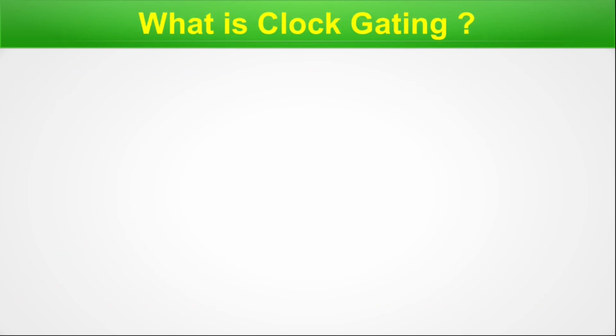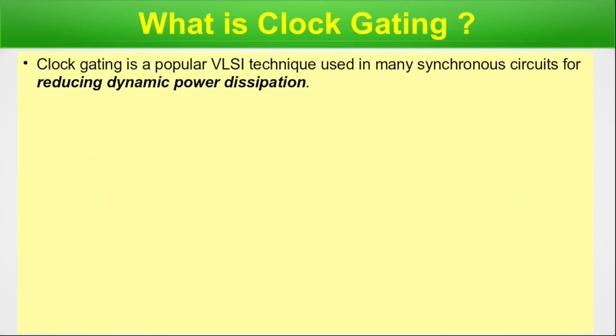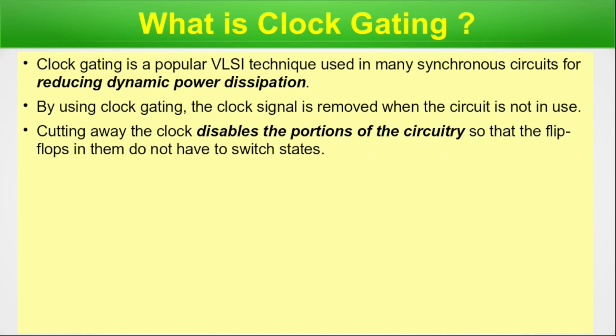What is clock gating? Clock gating is a popular VLSI technique used in many synchronous circuits for reducing dynamic power dissipation. By using clock gating, the clock signal is removed when the clock is not in use. Cutting away the clock disables the portion of the circuitry so that the flip-flops in them do not have to switch states. So till these 3 points, it's a bit clear to you, right?